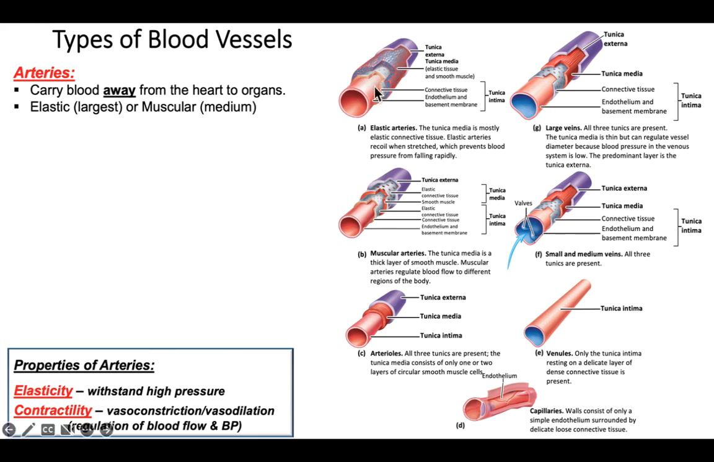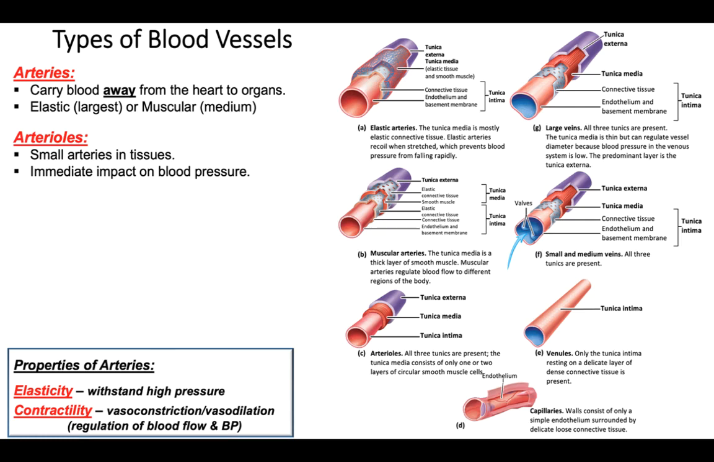So if you compare the two, just briefly, this is an elastic artery, and it shows a thicker layer of elastic connective tissue within the tunica media, whereas this is a muscular artery which shows less elastic connective tissue and a more significant amount of smooth muscle. Then we get to the arterioles, and recall that an arteriole is just a microscopic artery.